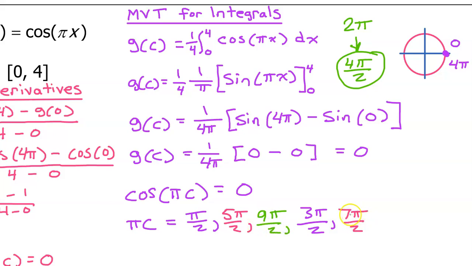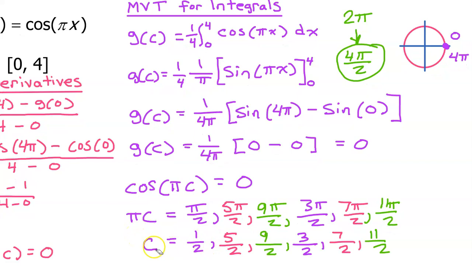And if I do 7 pi over 2 plus 4 pi over 2, that's 11 pi over 2. To get c by itself, I need to divide both sides of the equation by pi. So, for my final answers, I'm going to divide each of these potential solutions by pi. So we have c is equal to all of these.